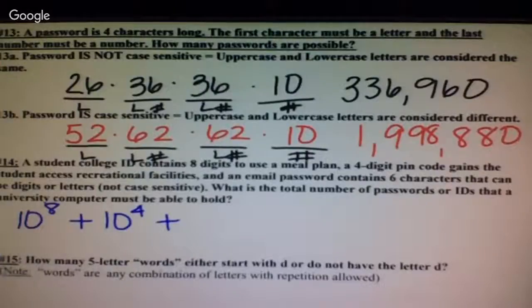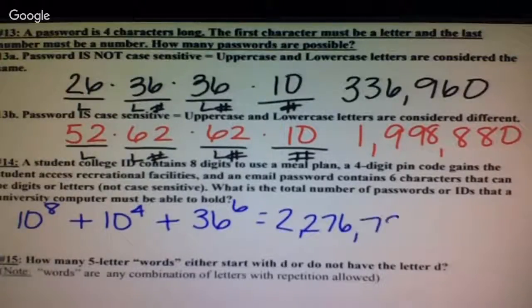Plus, you also have an email password. It's 6 characters long, and it can be digits or letters. So yes, you've got 36 options, 6 times, one for each slot. This is becoming annoying. The total is 2,276,792,336.